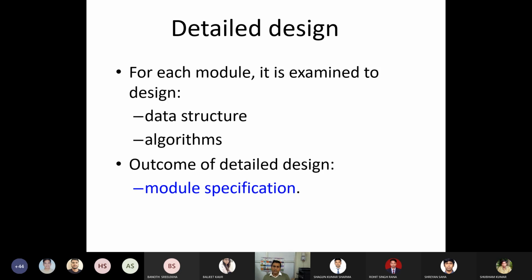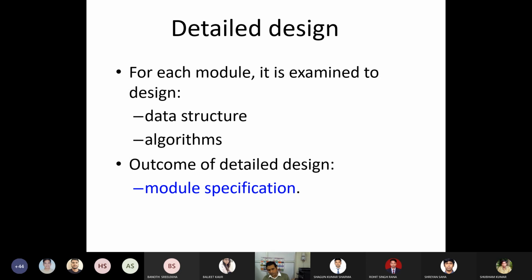Now as part of detailed design, for each module you try to identify what sort of data structure you really require for each and every module, and what efficient algorithm you require as part of a module. The outcome of detailed design is the module specification. After this you will get the specification for each and every module, that is, what functions and what operations it has.